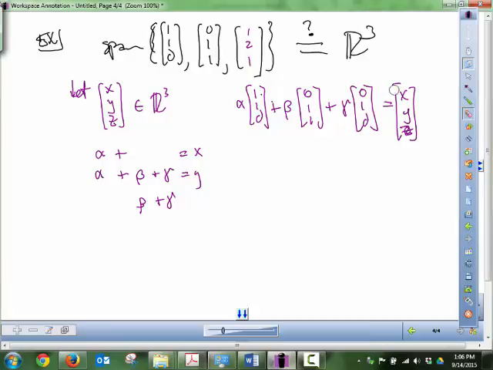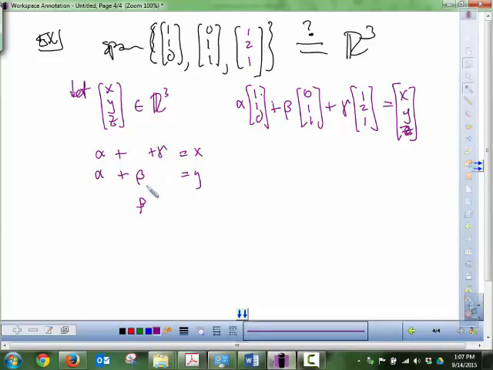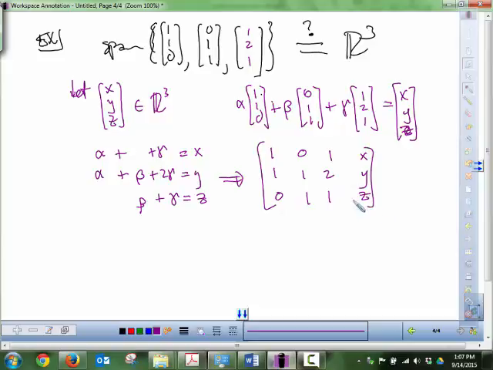Okay. So I think my system looks okay now. So now I just take the coefficients. 1, 0, 1, and then the x. 1, 1, 2, and then the y. 0, 1, 1, and then the z.